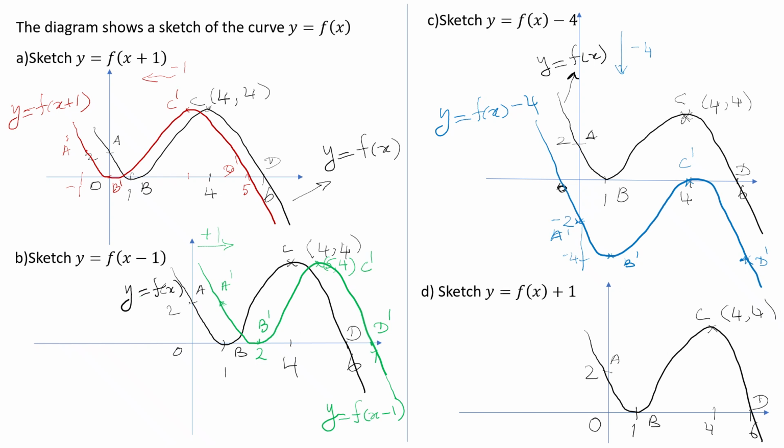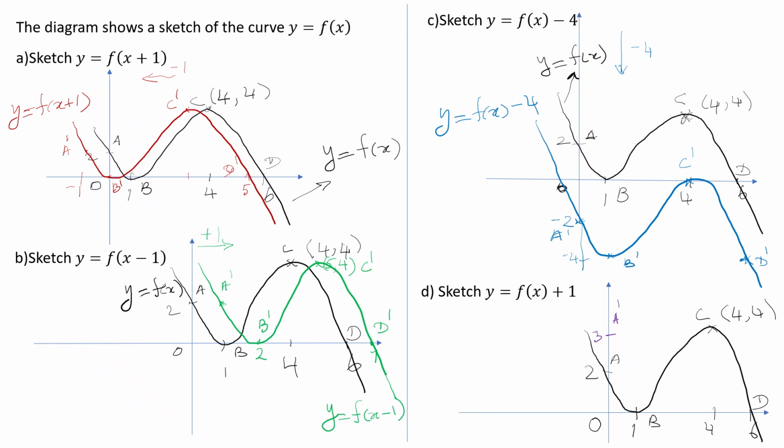Now next one, y equals f(x) plus 1. So the y coordinate increased by 1, and the x coordinate still remains the same. So I'm going to draw the purple line. Let's take the new points where they are going to be in the graph. So the first point, y coordinate is 2, so the new y coordinate is going to be 3. This is A dash.